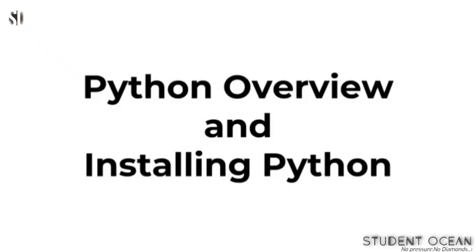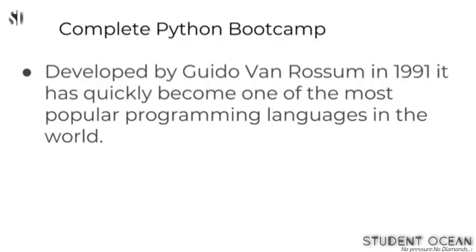In this lecture, we're going to briefly discuss Python and its advantages in an overview, and then we'll show you how to install Python onto your computer. Now, Python was developed in 1991 by Guido van Rossum, and it's quickly become one of the most popular programming languages in the world. And this is because it has many advantages.